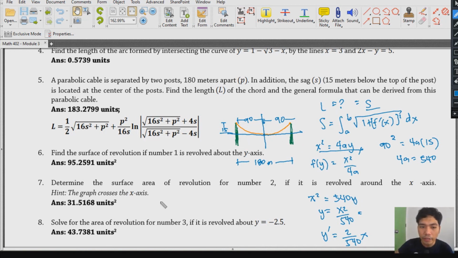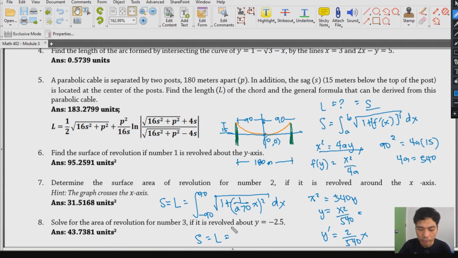So therefore, the arc length, so that is S is equal to L, which is equal to the integral from negative 90 to 90. So that's the domain kasi this one is 0, 0, diba? So if it's 90 units from the y-axis, so that's positive 90. And then if this is 90 units from the left, so that's negative 90, upper and lower limit. Then square root of 1 plus the derivative, that's 1 over 270 x, and then you square this, then the dx.